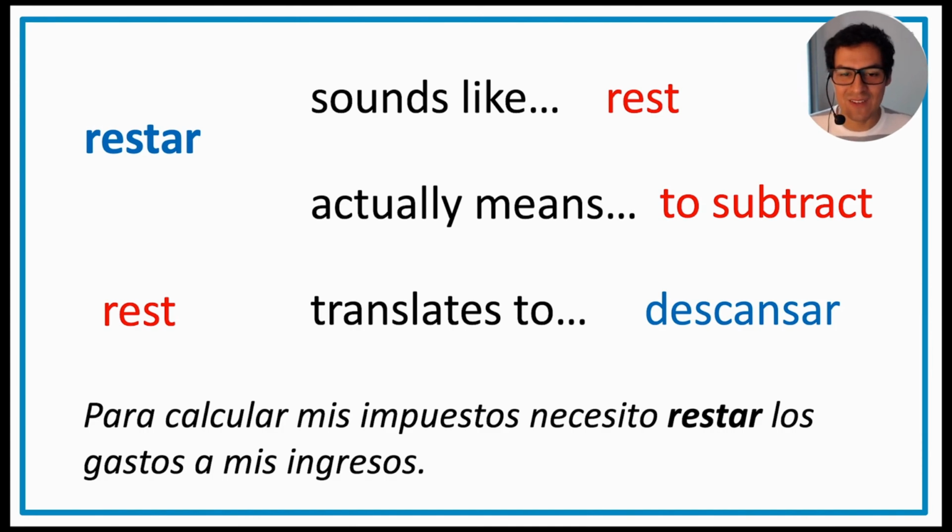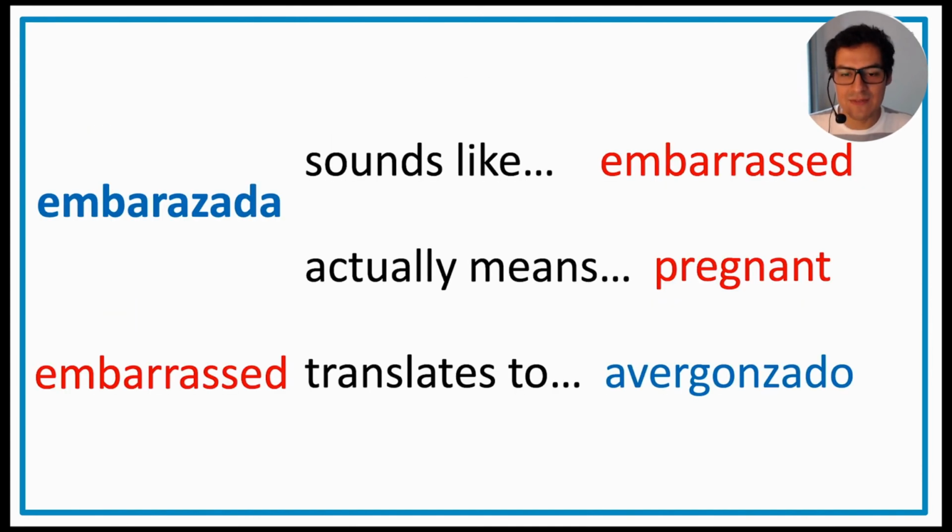Now let's take a look at a group of adjectives and adverbs. The first word we have here is embarazada. This might be one of the most famous false cognates. Embarazada does not mean embarrassed. It means pregnant. Embarrassed in Spanish is avergonzado, avergonzada.